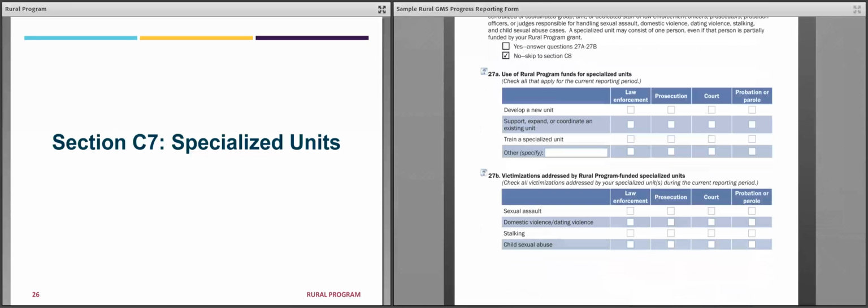For question 27A, you would check all that apply for the use of rural program funds for specialized units. And then in question 27B, you would indicate the victimizations addressed by rural program funded specialized units by checking all that apply.